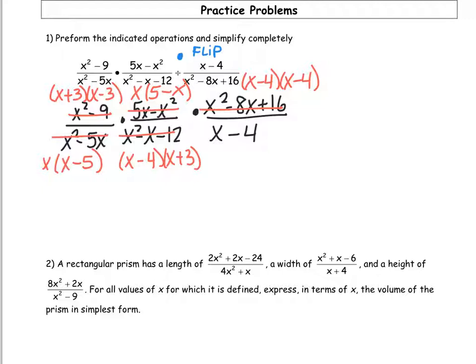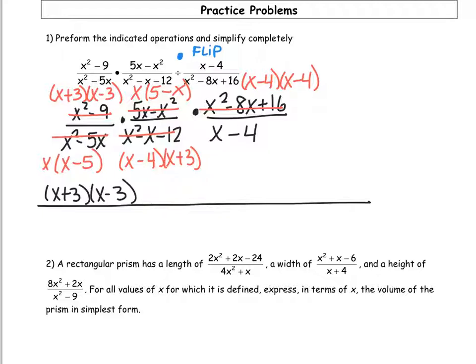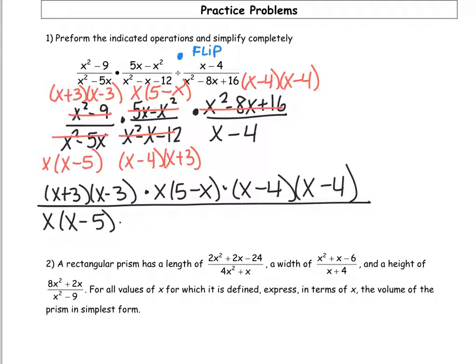So now this becomes the game of multiplication and crossing things off. If you feel more comfortable, you can rewrite it as one big fraction and write all of these terms over all of those. So we can make this x plus 3, x minus 3 times x, 5 minus x, x minus 4 times x minus 4, all being multiplied, of course, x minus 5 times x minus 4, x plus 3 times x minus 4.